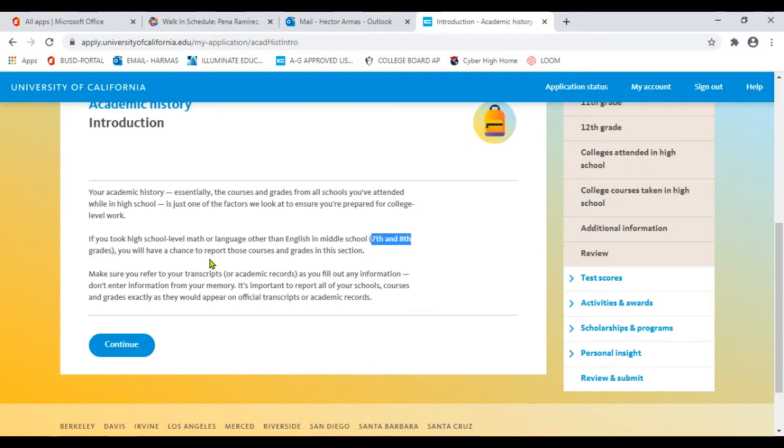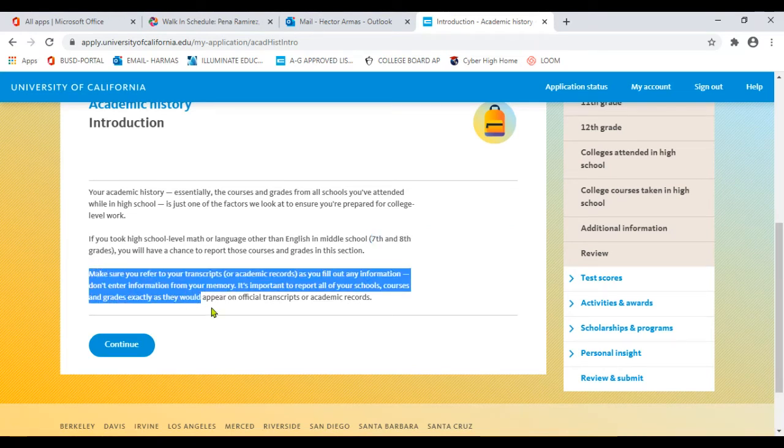If you completed a foreign language at the middle school, you can also get credit for that. So we'll be going over that in a bit. The very important thing also is that you need to look at your transcript. The transcript has all of your academic records. It has the courses that you completed and the grades that you earned in each of those courses.